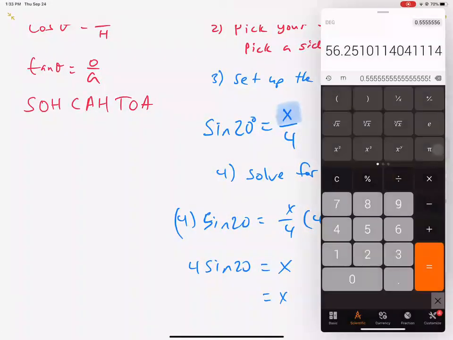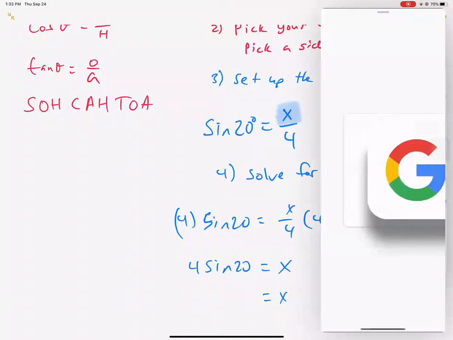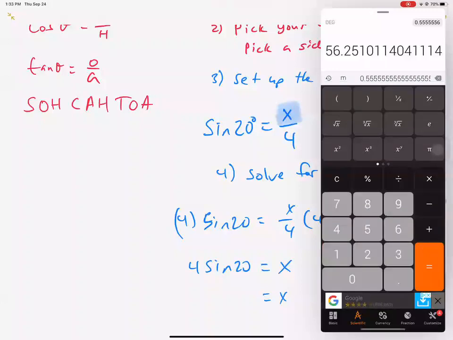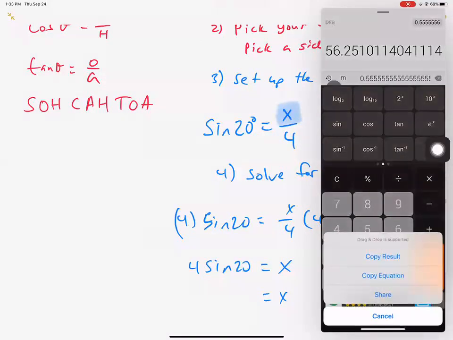Okay, so I'm going to switch over. One thing you want to make note of, please make sure you are in degree mode here. Look at the top of my calculator, it says DEG. 20 is a degree, so you want to make sure you're in the right mode. If you're in the wrong mode, you're going to get the wrong answer. Make sure you're speaking the right language.